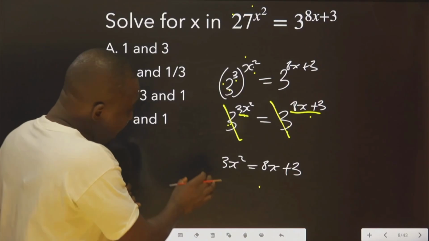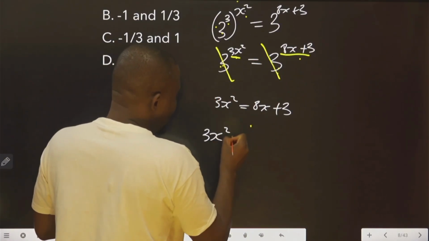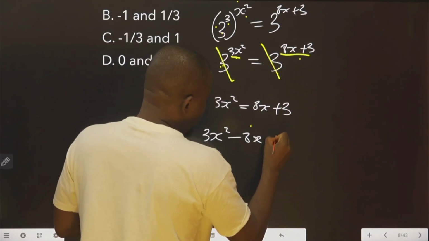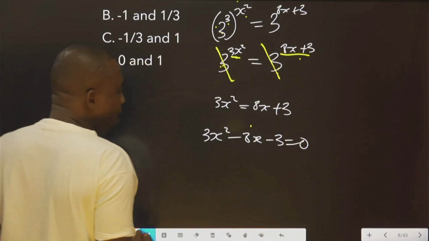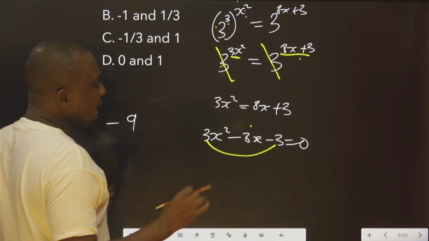Okay? Now that I've done that, I will move everything to this side to form a quadratic equation, because that's what I'm seeing now. Now what do we do? We multiply this to have minus 9. What are the two values?